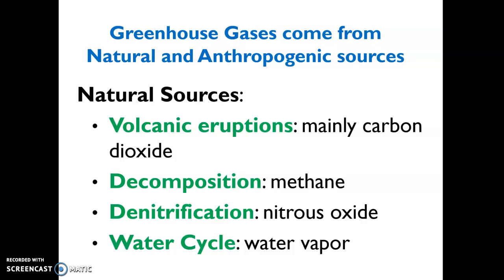Another natural process is denitrification. And if you think back to the nitrogen cycle, discussed many chapters ago, the nitrogen in the atmosphere, N2, cannot be used by plants. So it's converted by specialized bacteria into a form that plants can use. But during this denitrification process, nitrous oxide is a byproduct. And nitrous oxide is a greenhouse gas.